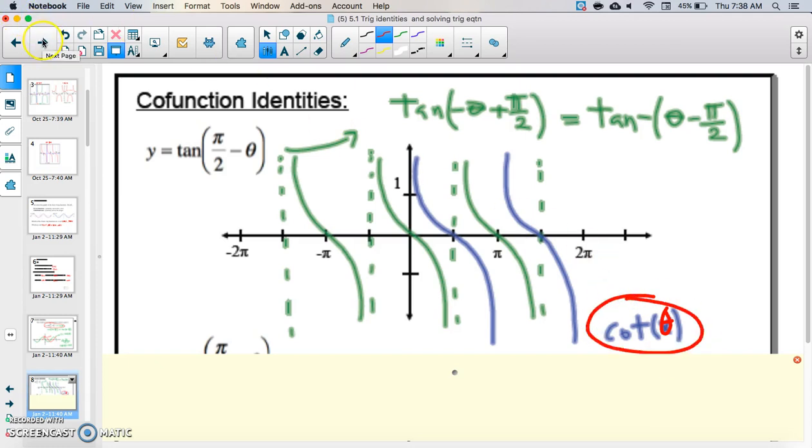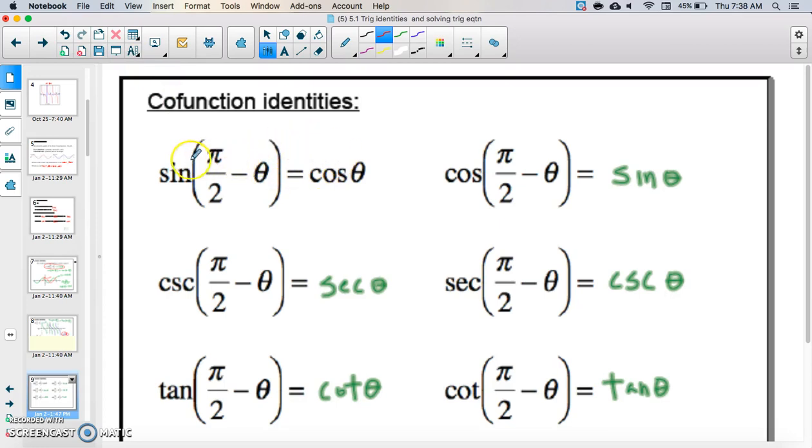So on your notes on the back, I just gave you a list of the different identities, and I just want you to fill in what each of them equal, because it might be useful. I know on your homework I saw at least one. So write down those identities.